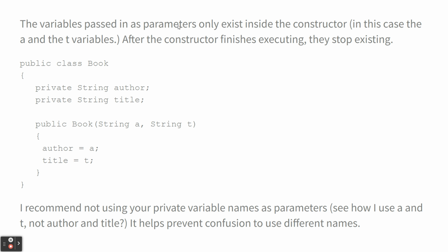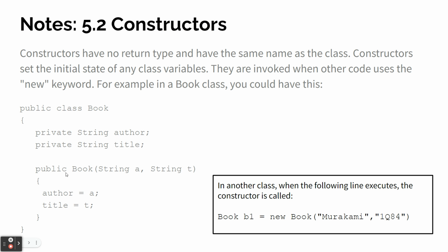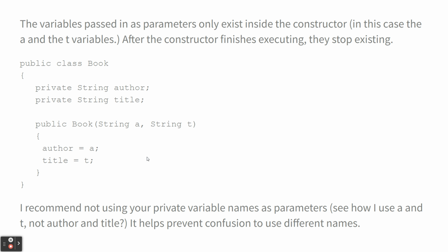The variables passed in as parameters only exist inside the constructor. So in this case, the A and the T variable, you can't somewhere else in your class refer to A or T because they only exist right here. When somebody calls the constructor with a call like this, A for just a minute or millisecond is Murakami and T is 1Q84. And then later those variables are gone.